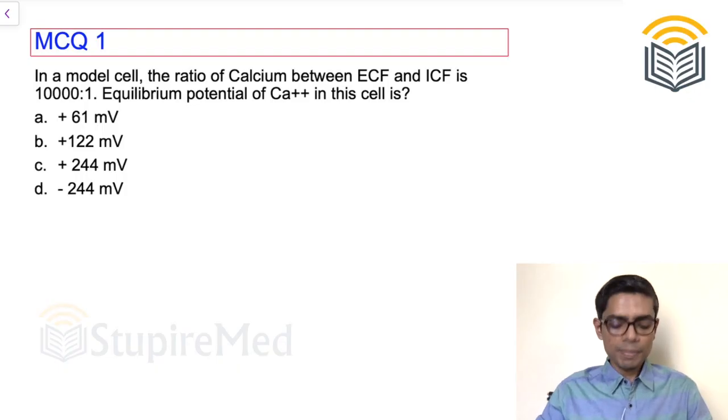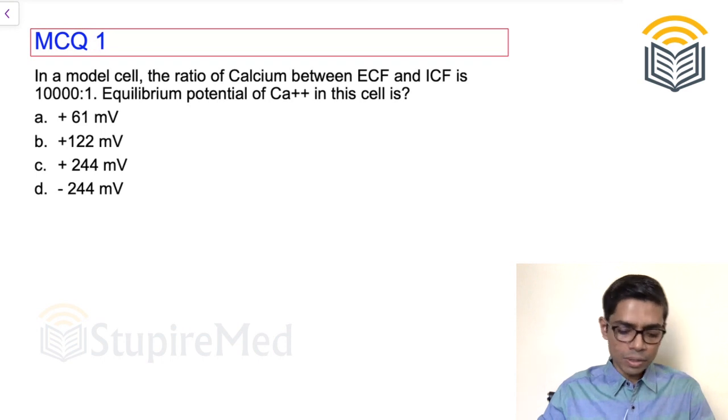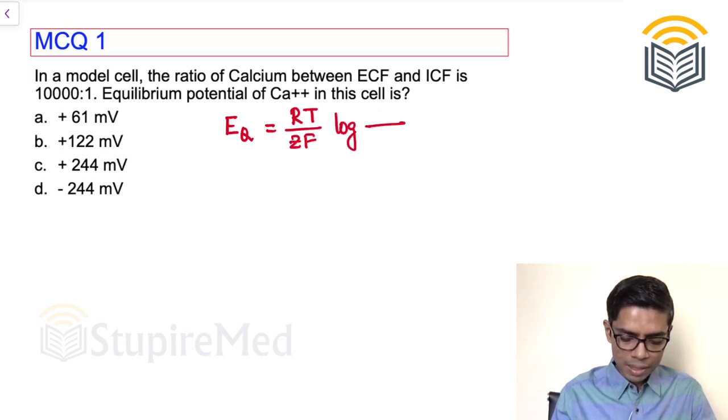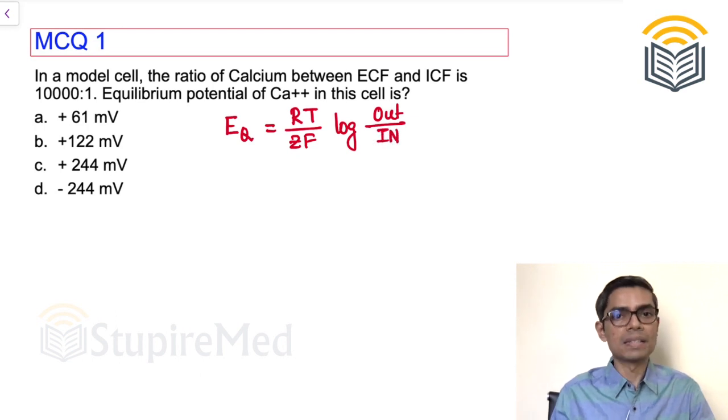So question number 1. In a model cell, the ratio of calcium between ECF and ICF is 10,000:1. Calculate the equilibrium potential of calcium. So all of you know that this will be calculated based on the Nernst equation, which says that equilibrium potential is equal to RT/ZF log of concentration of the ion outside the cell upon concentration of the ion inside the cell.